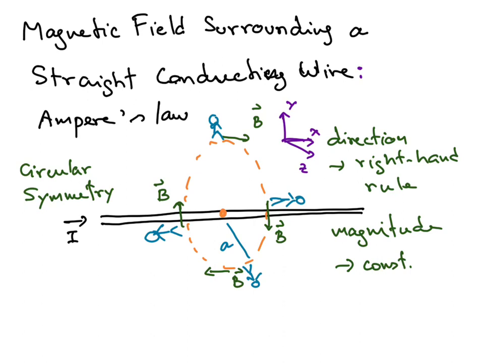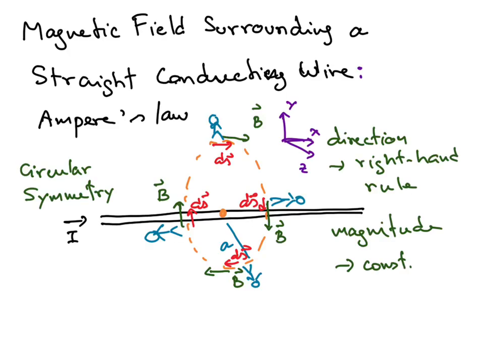Okay. Now we define the displacement vector ds that follows the right-hand rule like this, and then we will use Ampere's law to calculate the magnetic field. Ampere's law states that the closed line integral of B dot ds is equal to mu zero I. Okay, this is Ampere's law.